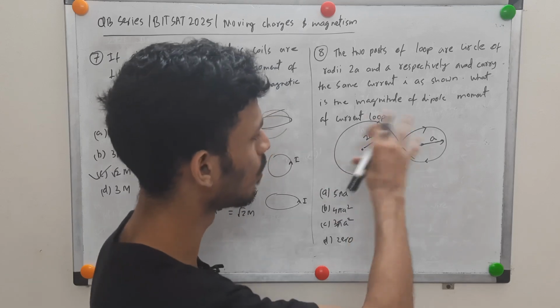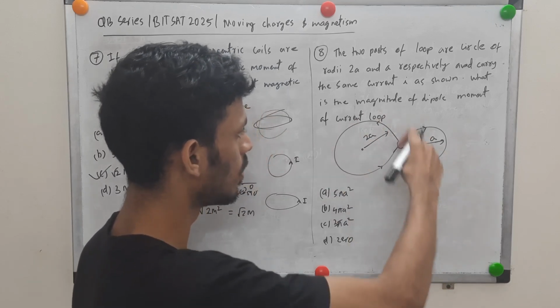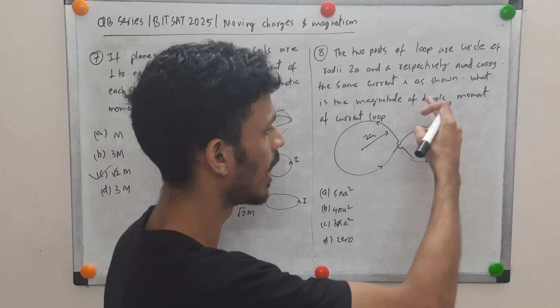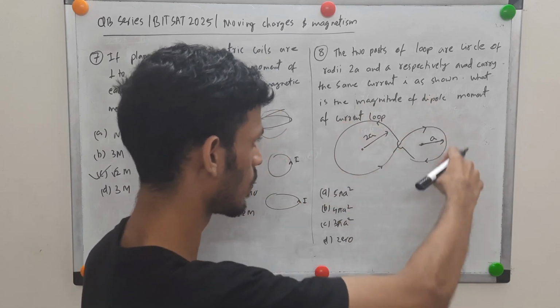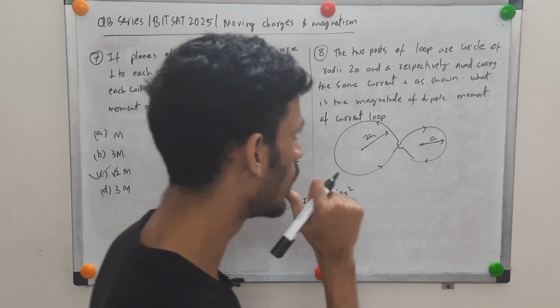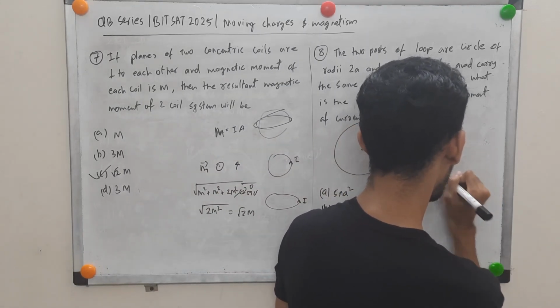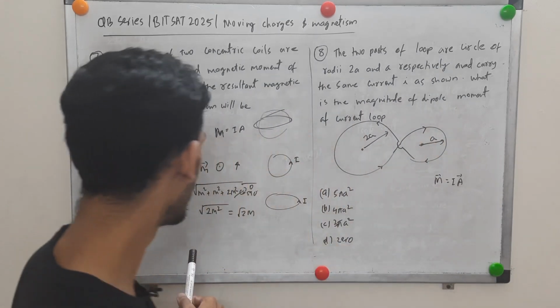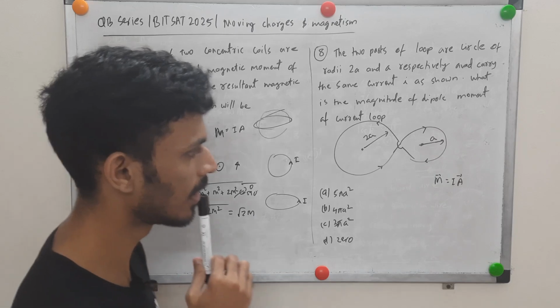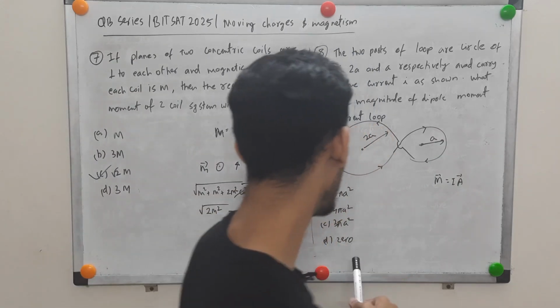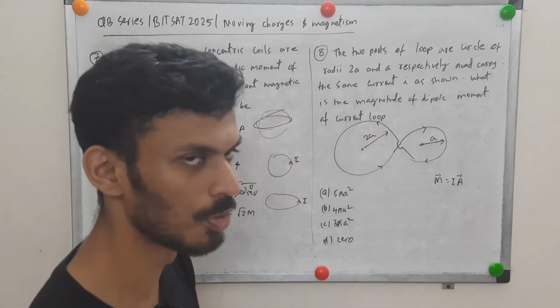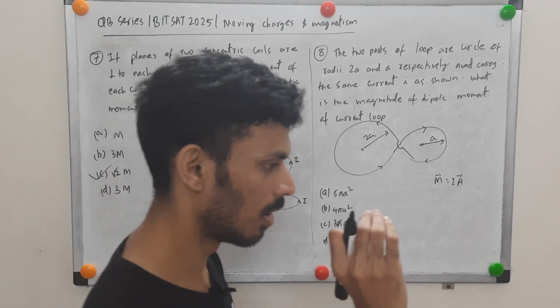And this one has radius, so they are almost circles. This one has radius 2a and that one has a. Current is flowing like this. Okay, you can see. So the magnetic dipole moment, again, m is equal to Ia, right? And it is a vector, by the way, so we are adding it as a vector. Here there are no signs given, so you are just supposed to focus on the magnitude.